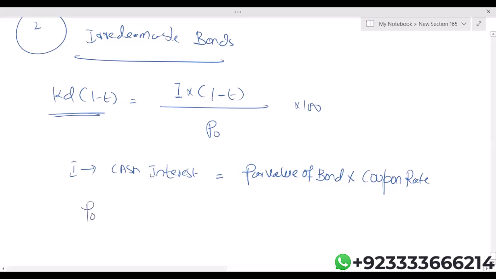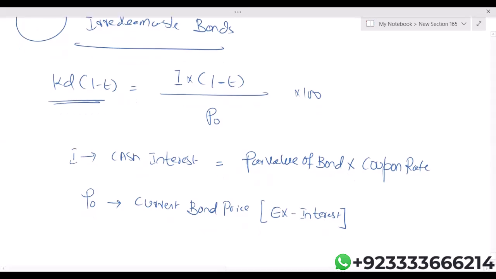P naught is the current bond price, ex interest. Whenever the bond price is given and nothing is mentioned, we will always assume that the given bond price is excluding interest. In case of cum interest bond price, it will be mentioned in the question as cum interest. So if nothing is mentioned, then simply we assume it is ex interest.